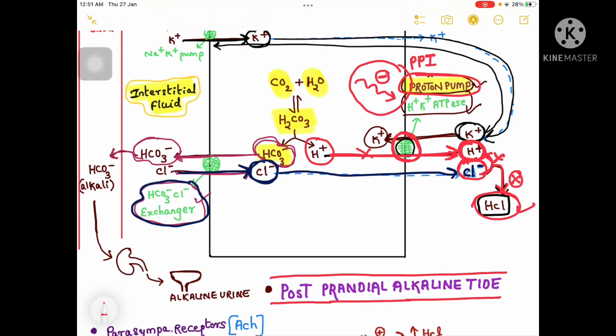An example is Pantoprazole. These proton pump inhibitors are the most efficient drugs because they block the final step of HCl production. This is the reason these proton pump inhibitors are the most effective in preventing the production of hydrochloric acid.